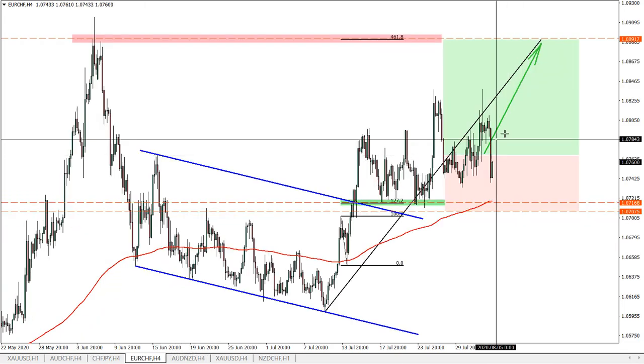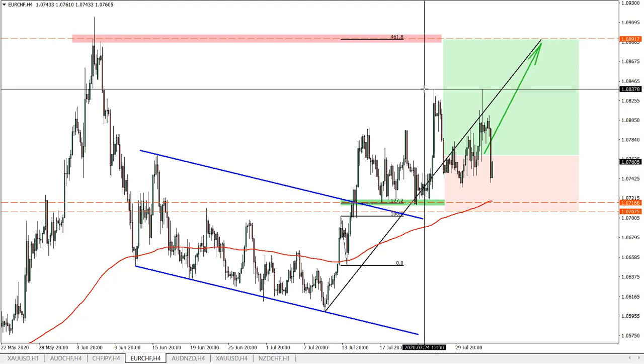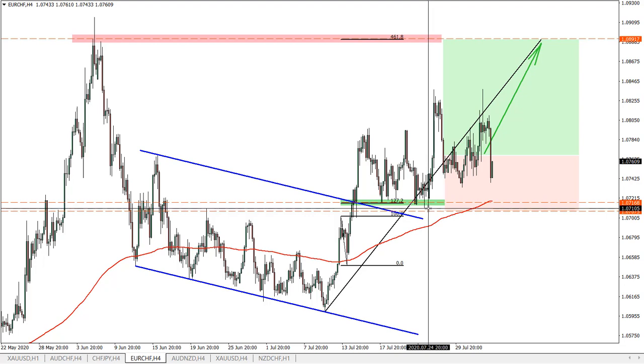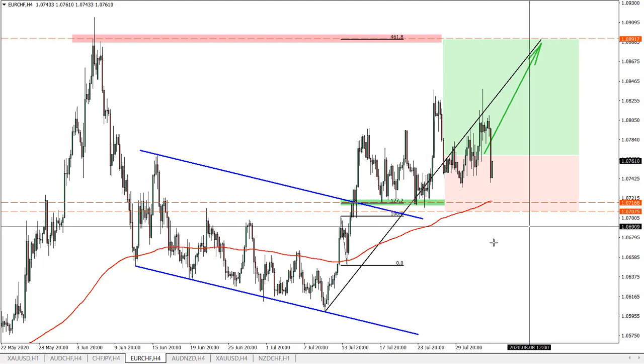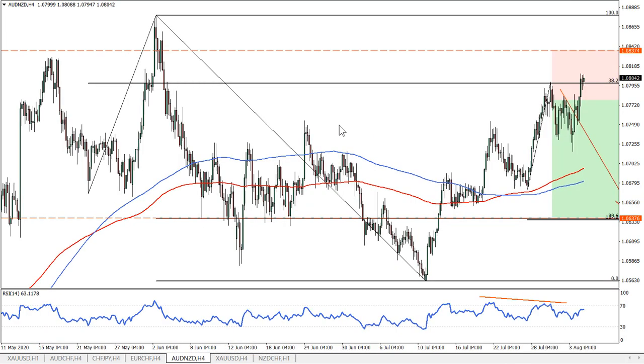Euro Swiss franc, it's a range trading continuation. Price has produced a double top and a strong correction down followed, but price remains above the previous lowest low, and it means that the uptrend is still valid. I still expect a move to the upside.